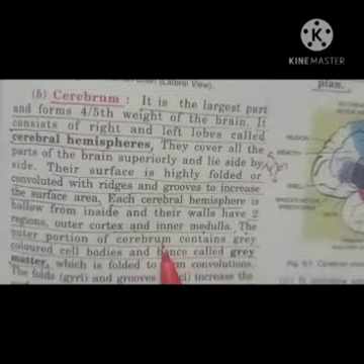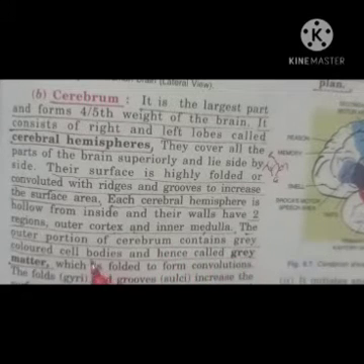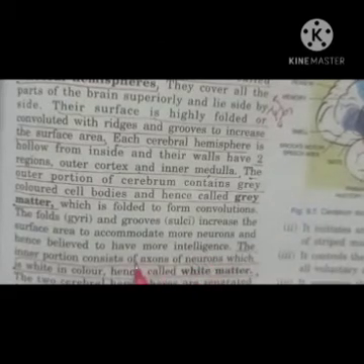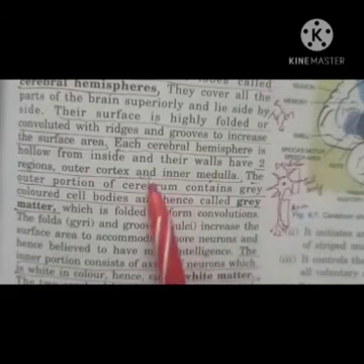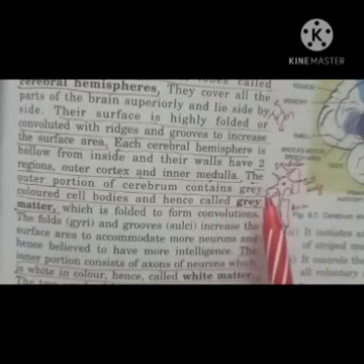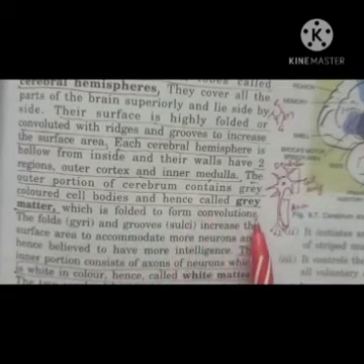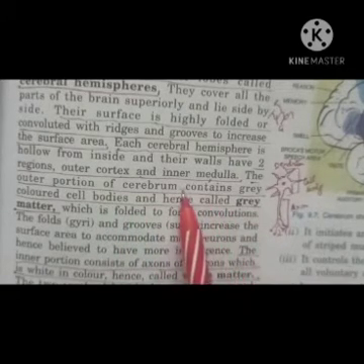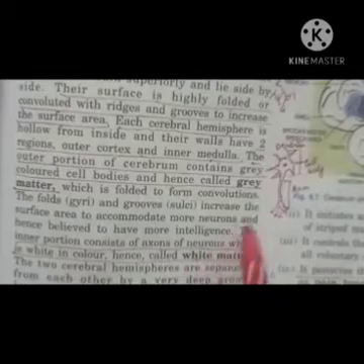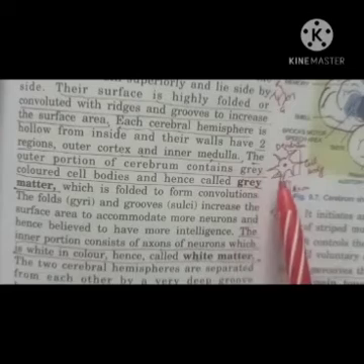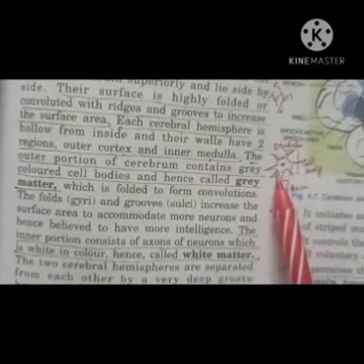The outer portion of cerebrum contains gray colored cell bodies, and hence it is called gray matter. Now the inner portion consists of axons of neuron. Now try to understand. Simply you will learn that the outer portion of cerebrum consists of gray matter and inner portion consists of what? White matter. But actually what is gray matter? The outer portion of cerebrum contains these cell bodies of neuron.